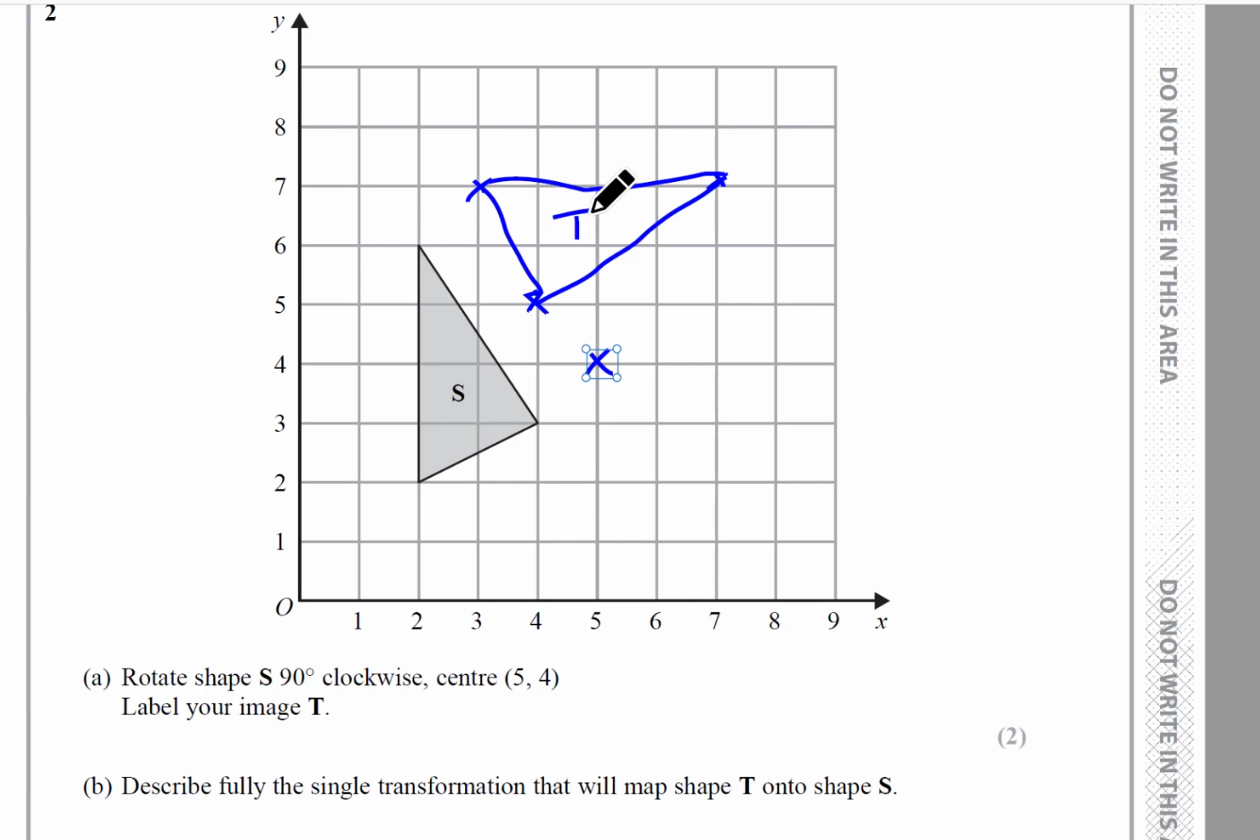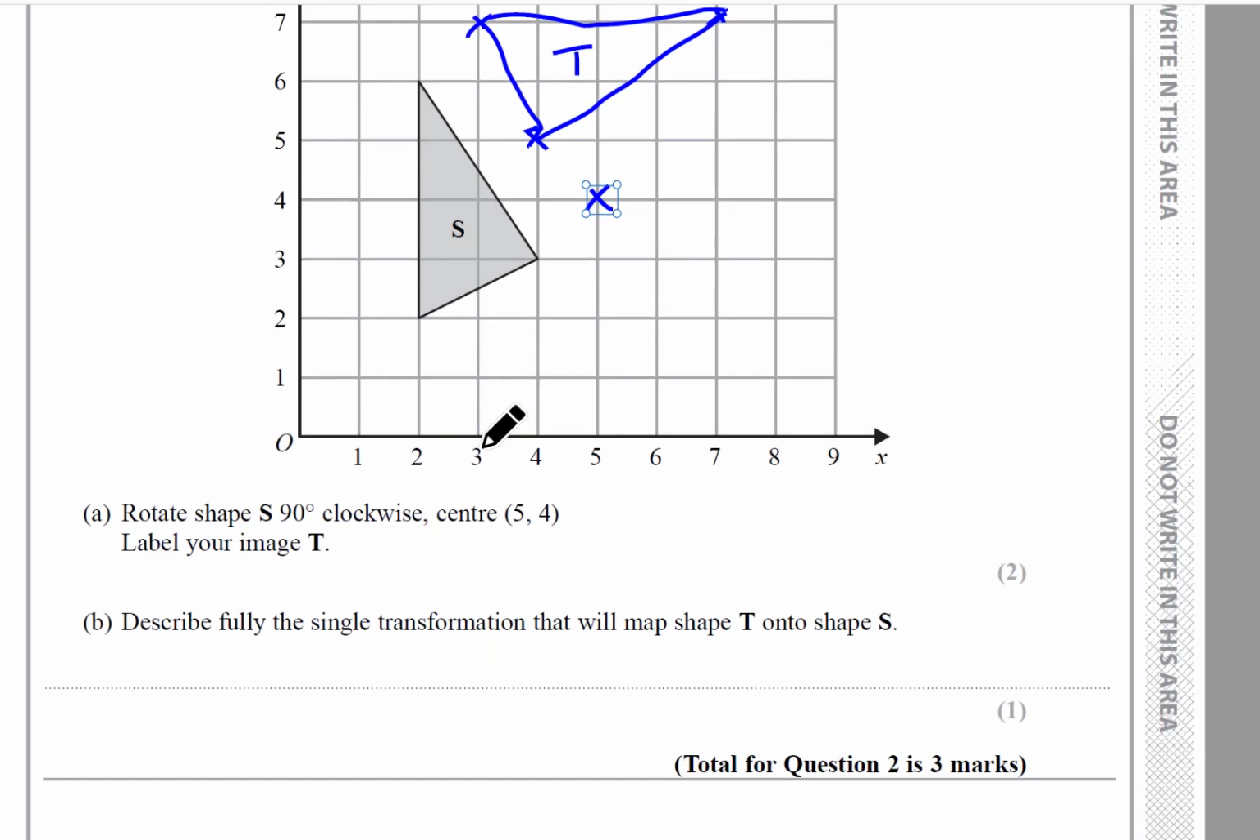It does say label it T. Now describe fully the transformation that will map shape T onto shape S. So you're just taking T back to S. So state the rotation, and you can say that's anti-clockwise, 90 degrees.